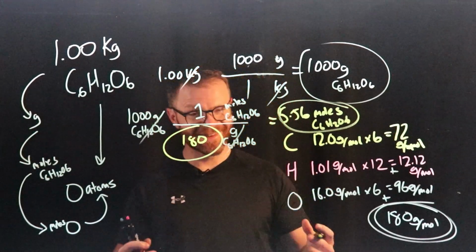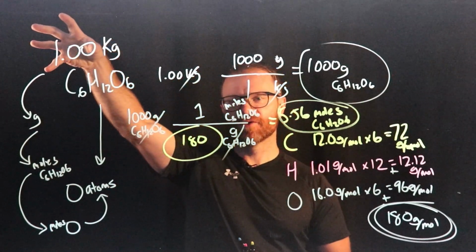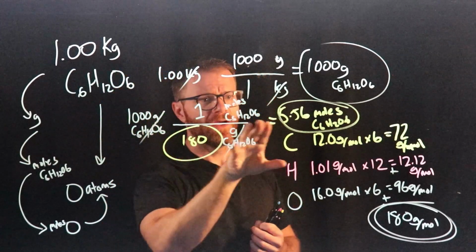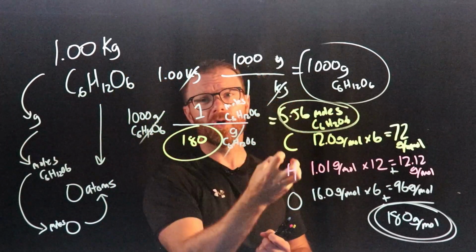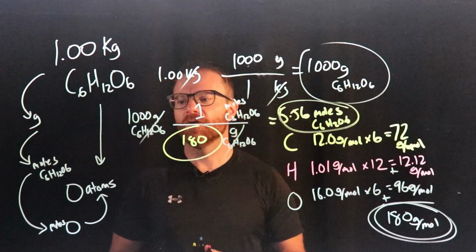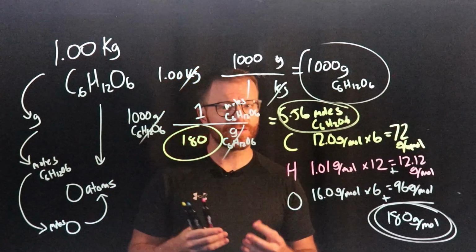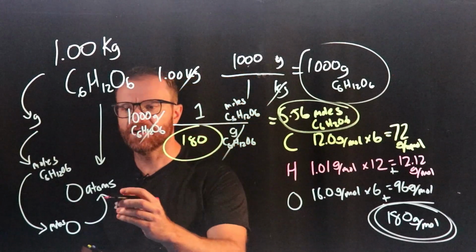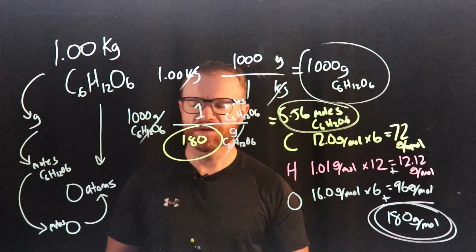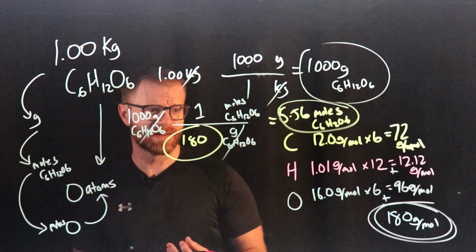Okay, we're still not done. So now we know that if we had 1 kilogram of glucose, that equals 1,000 grams of glucose, which equals 5.56 moles of glucose. Now, if we know the number of moles of glucose, what's a little bit tricky here is we're not actually asking for the number of individual glucose molecules. We want to know the number of oxygen atoms. That makes this a trickier problem.